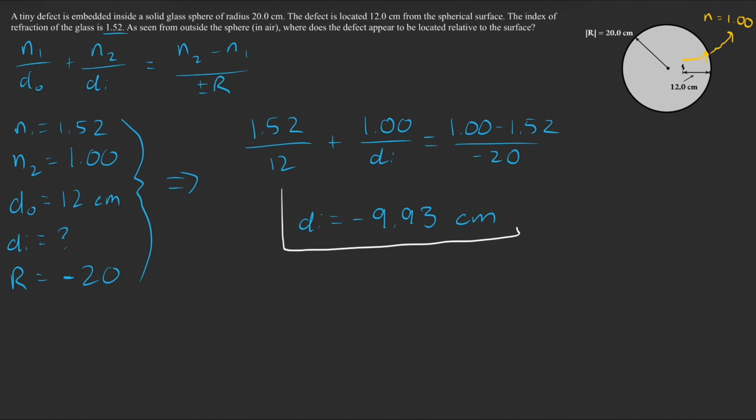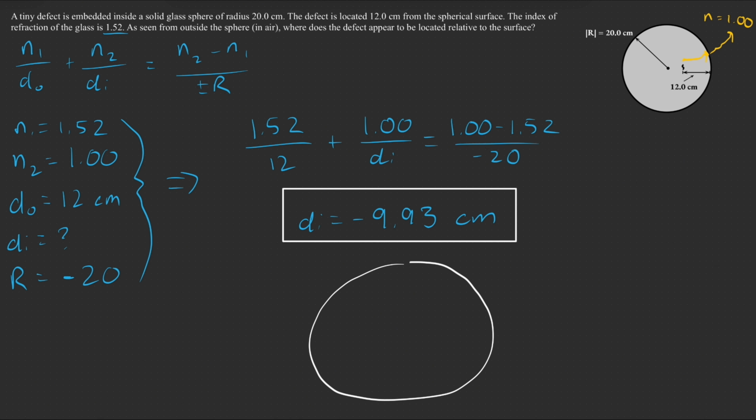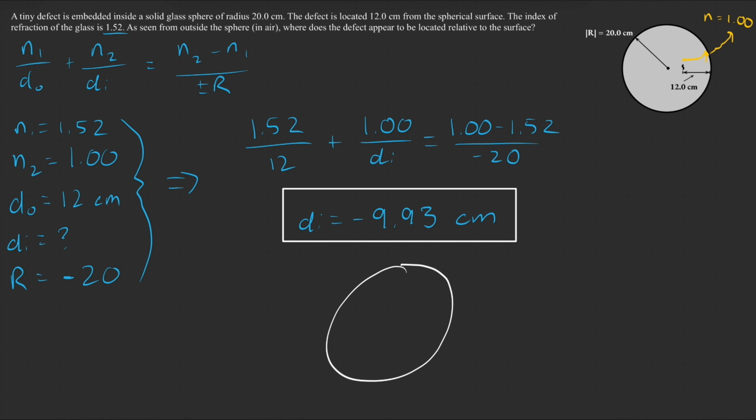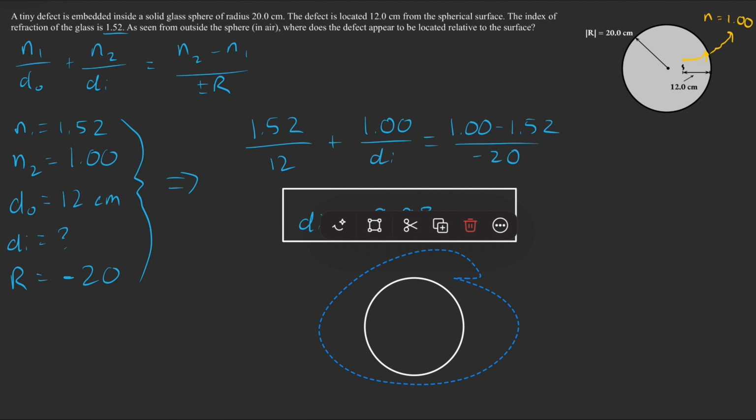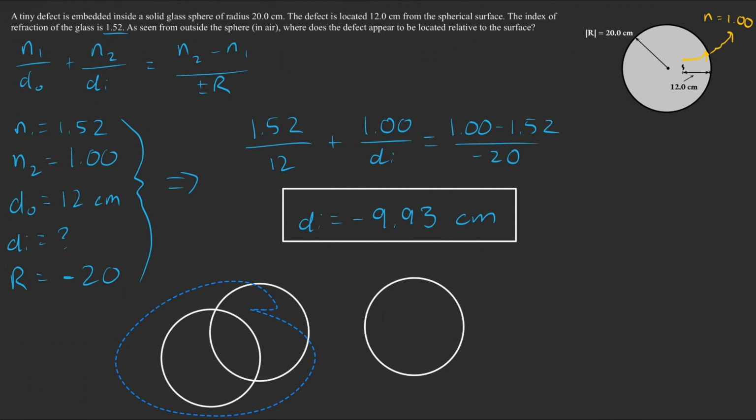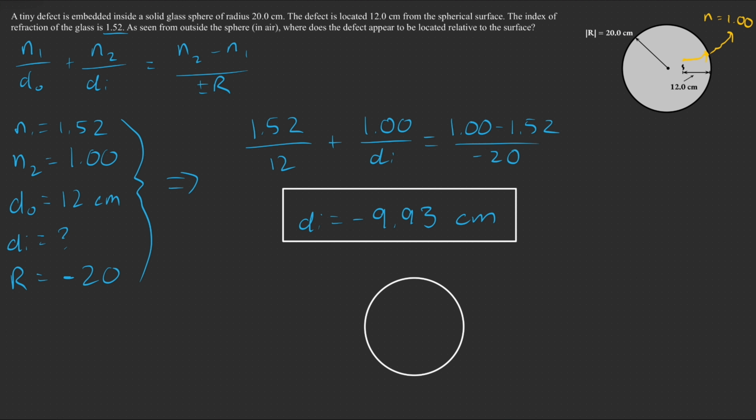Okay. Now, like we said earlier, the sign of DI tells you more about where the image lands. So if we bring our picture, draw a circle again. That's good enough. So this is our circle. Our defect is here. This distance here is, we said, 12.